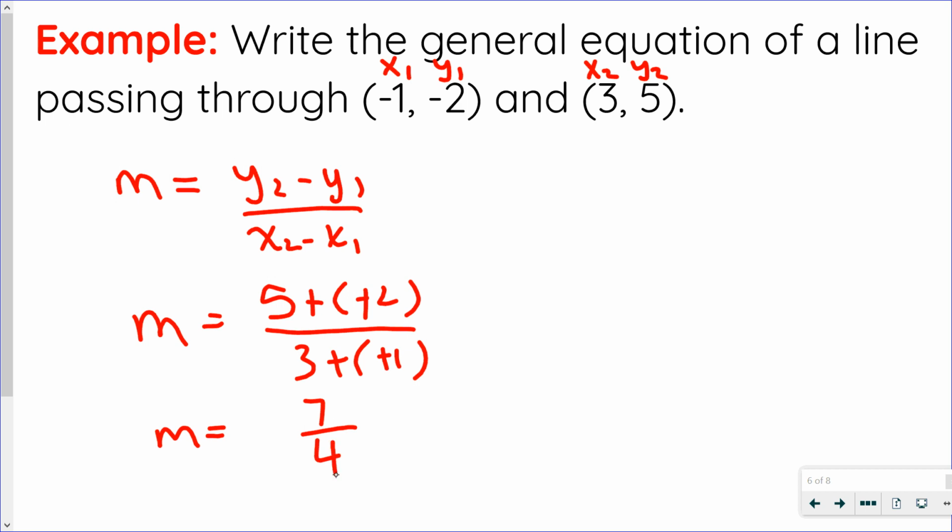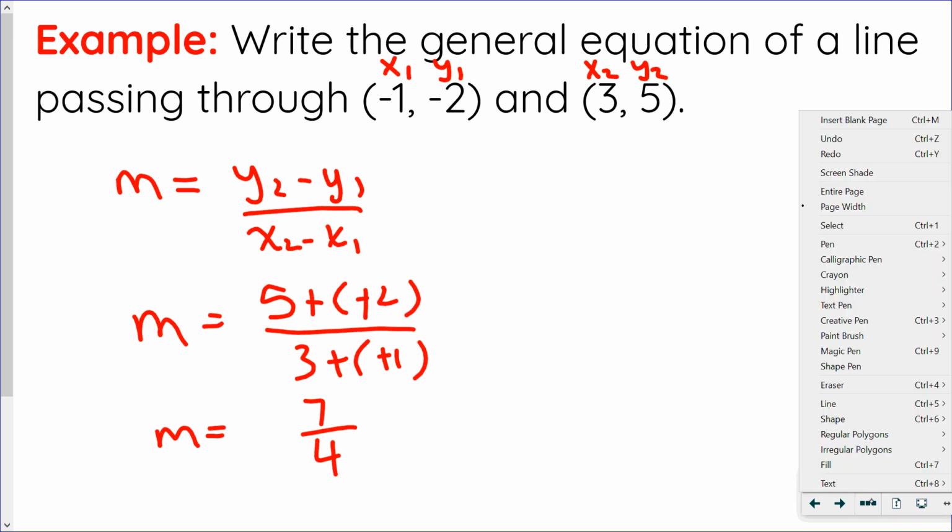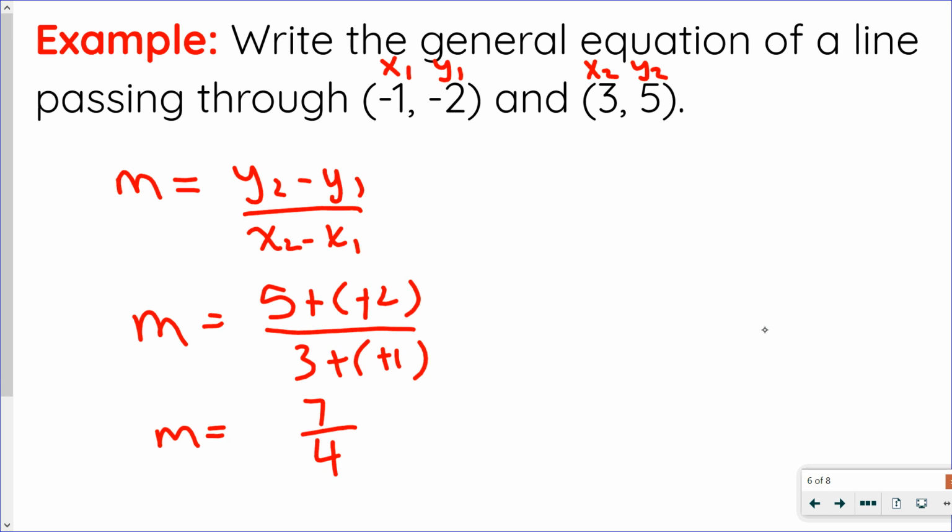So I have a slope and I have a point. So I'm going to use point slope form. Now you can use either point, but since I already labeled the first one as x1, y1, that's what I'm going to use. So my formula for point slope form is y minus y1 equals m times x minus x1.